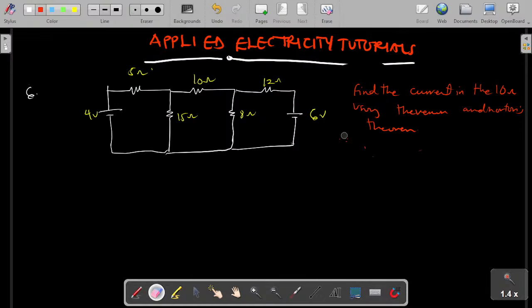And in the applied, you are working against time. You are not just working, you are working against time. So you have been given this network to find the current through just this 10 ohm resistor, and you need to use 2 different methods. So first thing to do, let's check the Thevenin's method.